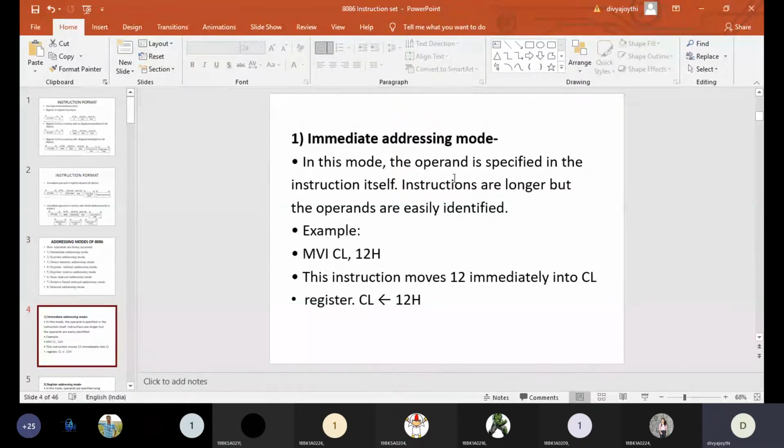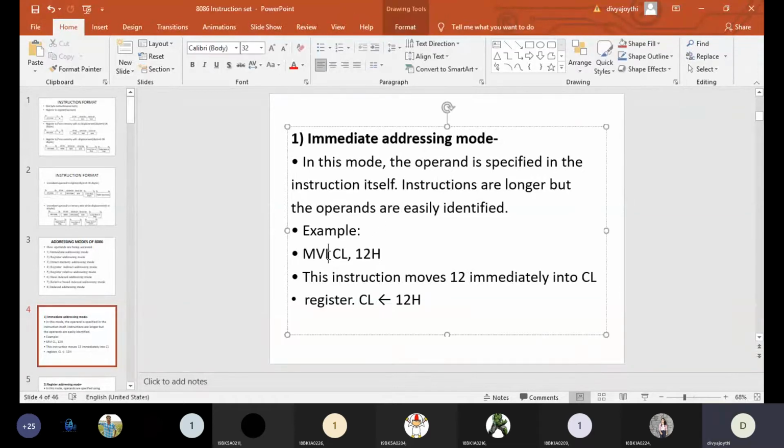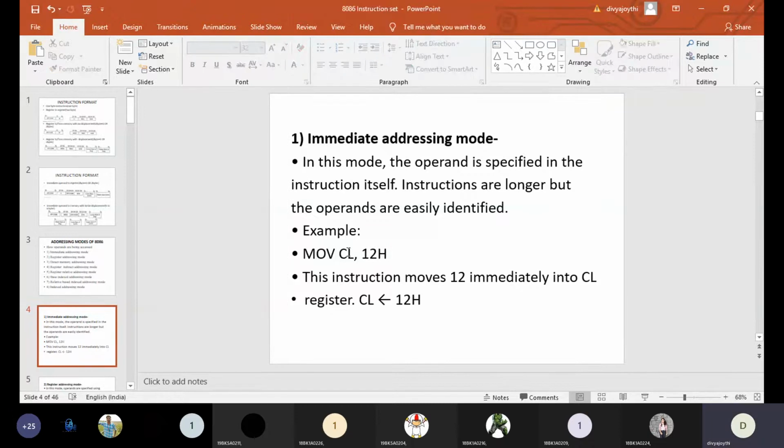You need not look at what is written here. You directly move on to the example. What is the example written here? Move CL comma 12H.